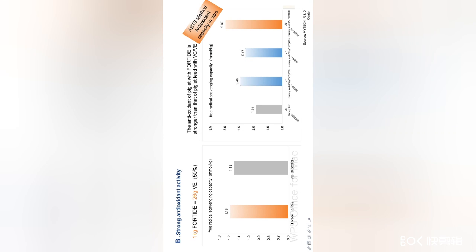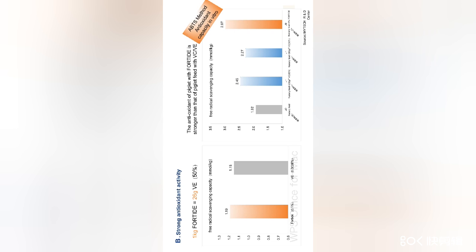The second feature is that Fortide has strong antioxidant activity. In the previous introduction, Fortide can enhance the activity of antioxidant enzymes in the body to increase the antioxidant capacity of cells, thereby reducing the content of the products of oxidative damage, MDA and protein carbonyl. Then in vitro, we can test its antioxidant capacity by the ABTS method.